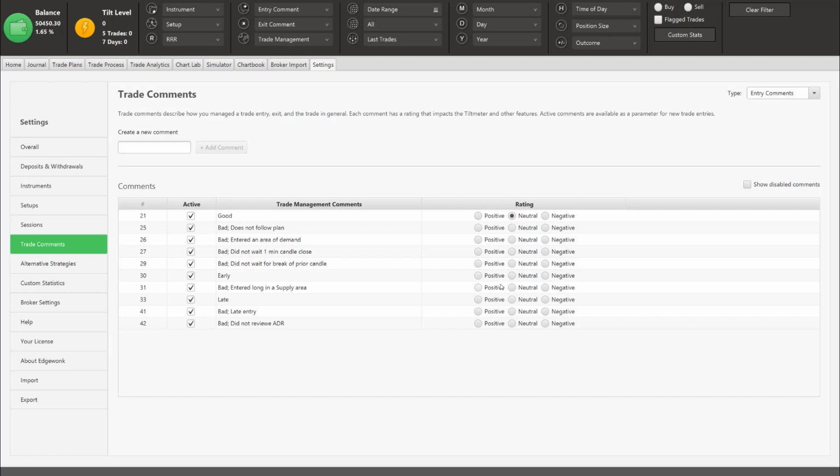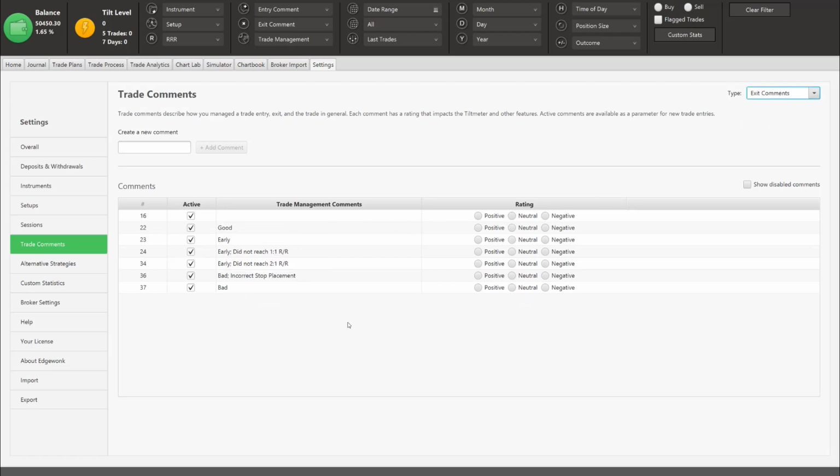So the first thing that you should do in your journal is that once you create a new setup or a new comment, you go to your settings, you go to the trade comments, and then you assign a positive or a negative rating based on the comment. And you do that for the entries. The exits, you can see the trader did not assign any rating.